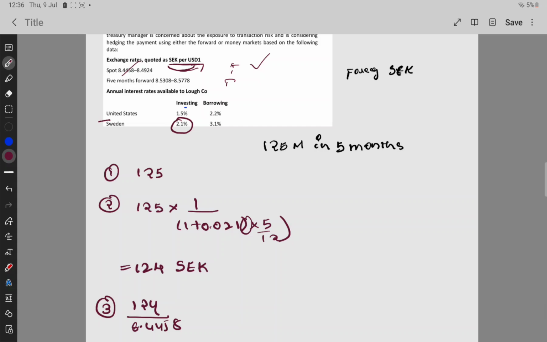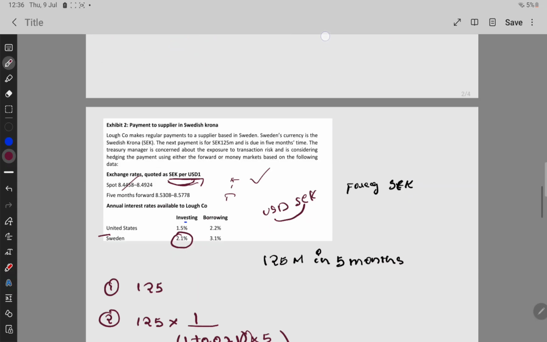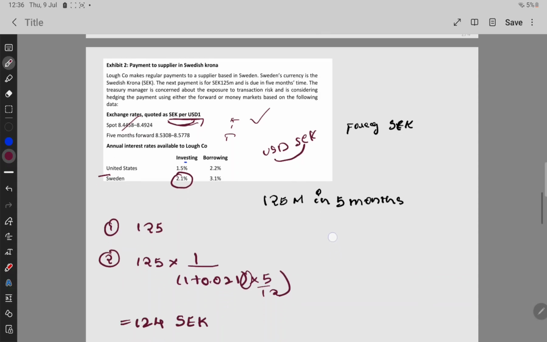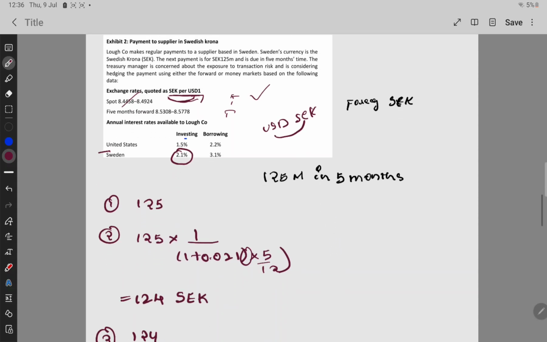In receiving, we receive less. So in a multiplication scenario, that means you're converting, for example, USD SEK. If you convert this way, in that situation you use 8.4924 only because you are multiplying. Here we are converting SEK to USD. It's a straightforward conversion.